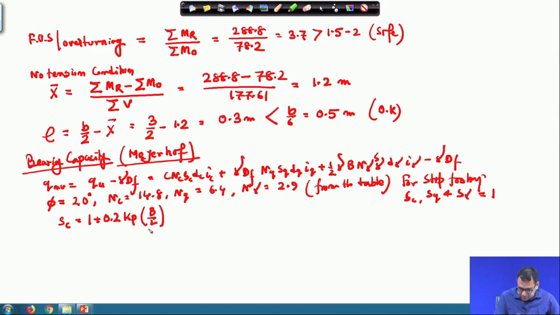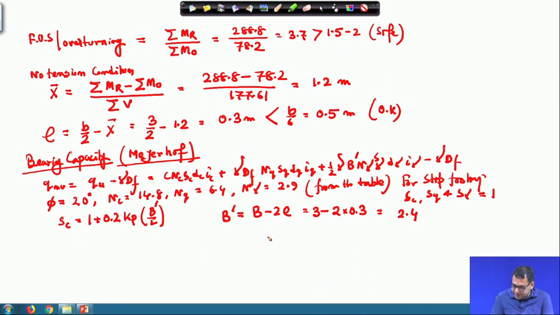B by L. And another thing is that here, as there is an eccentricity, your B will change. Now, the new B will be B dash, and that B dash is B minus twice e. So, B is 3 meter minus 2 into 0.3 meter, e is 0.3 meter. So, your B dash value is 2.4. So, everywhere we have to use the B dash, here also we have to use the B dash, because this is the eccentric loading. So, B dash, fine.